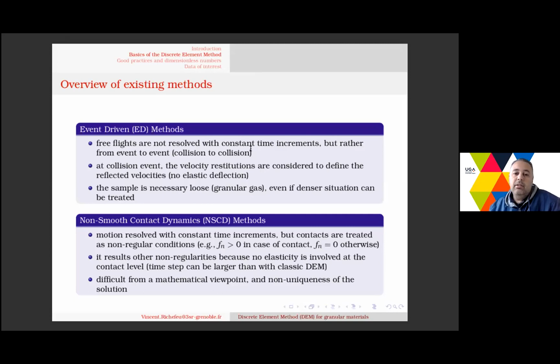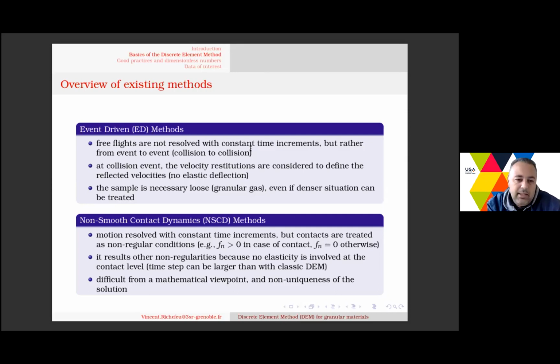And actually, in this method, we don't have elasticity between particles. They are rigid particles, and rigid collisions also. No elasticity in the collisions is considered. With this method, it is very fast if you consider a granular gas. It means that the granular system is very, very loose. We can model denser packing, but it's not common to do that.